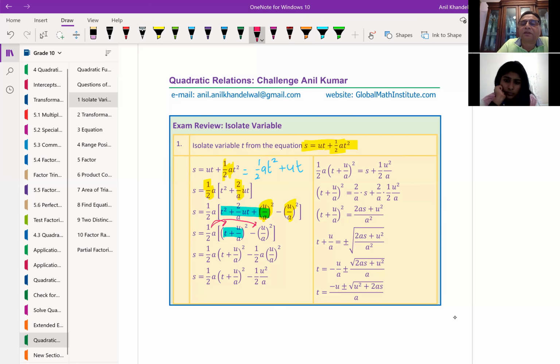A lot of steps. Now you can do cross multiplication. So on both sides, we multiply by 2 over A. Now you're left with T plus u over A whole square. And then you square root. Remember, whenever you square root, you have to do plus and minus. And now bring the other term and you can isolate T as shown here. So that is how you can isolate T. So a lot of steps involved.